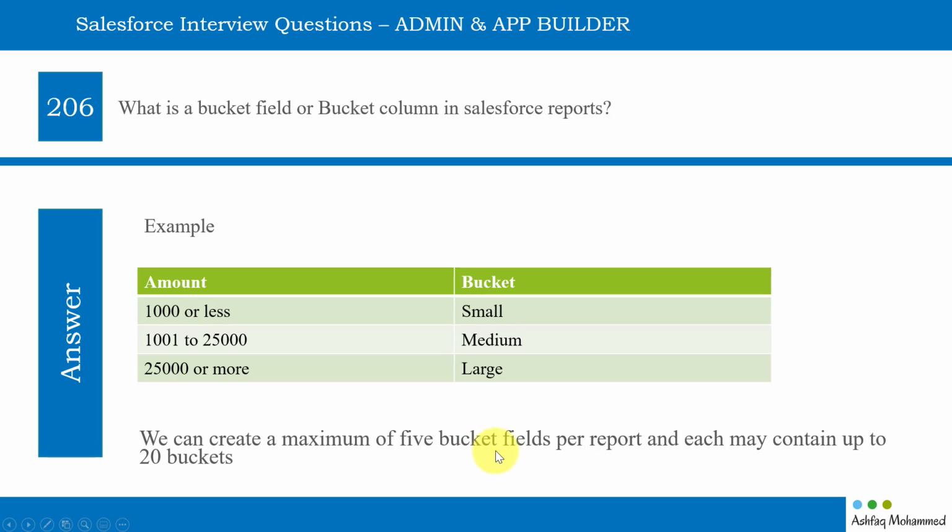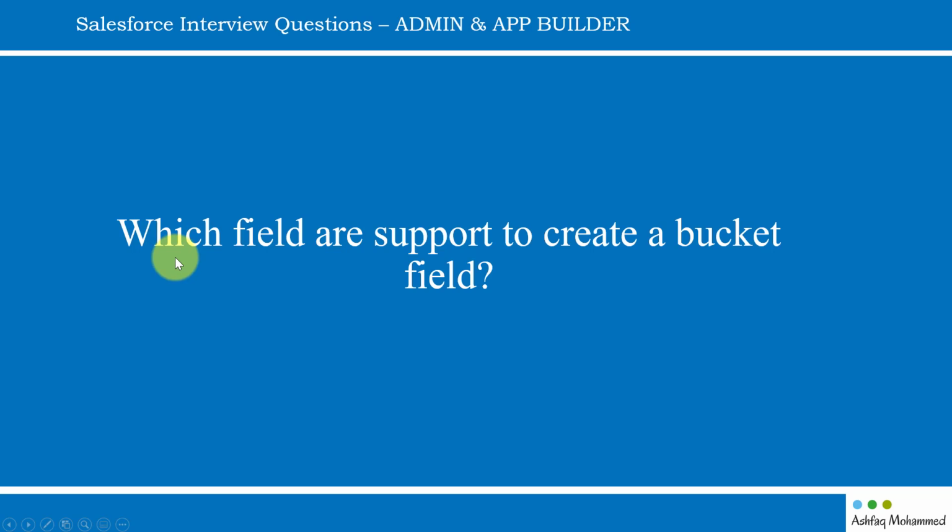We can create a maximum of 5 bucket fields per report, and each may contain up to 20 buckets. 20 buckets means small, medium, large, and so on, until 20 we can do, but we can create 5 fields. Okay. The next question is, which fields are supported to create bucket fields? Not every field is supported. We have to be careful whenever we are taking the requirements, like, can we create a bucket field for this field type or not, right?